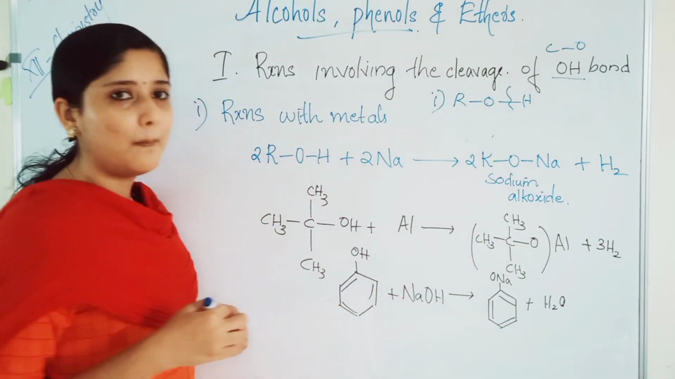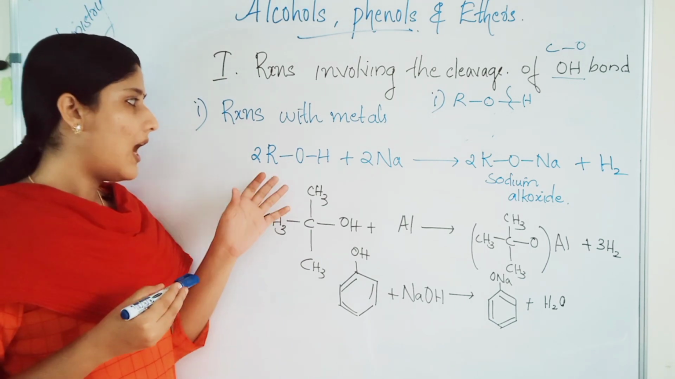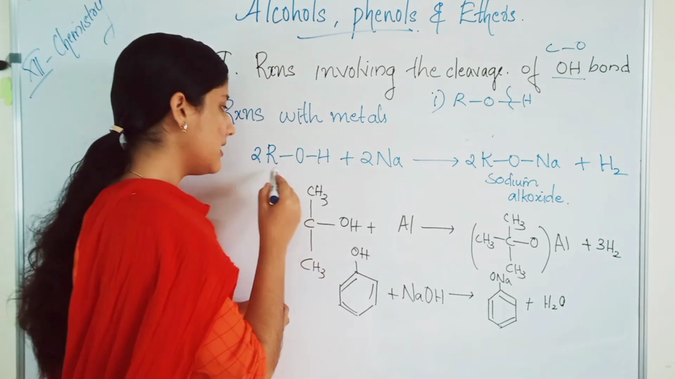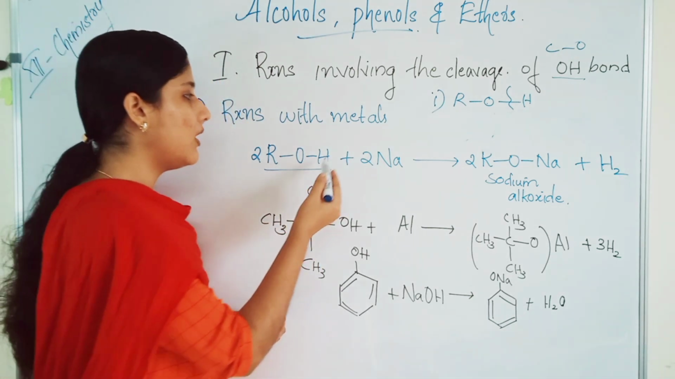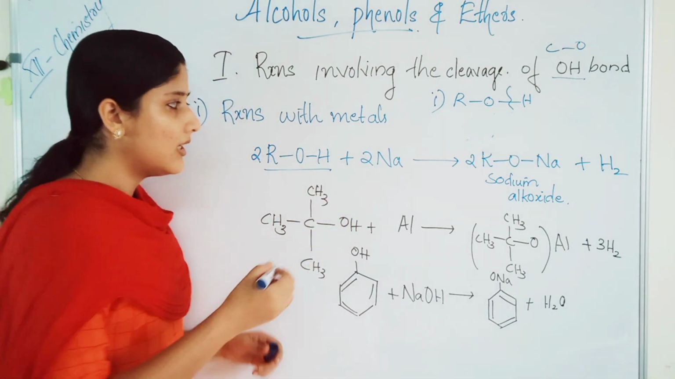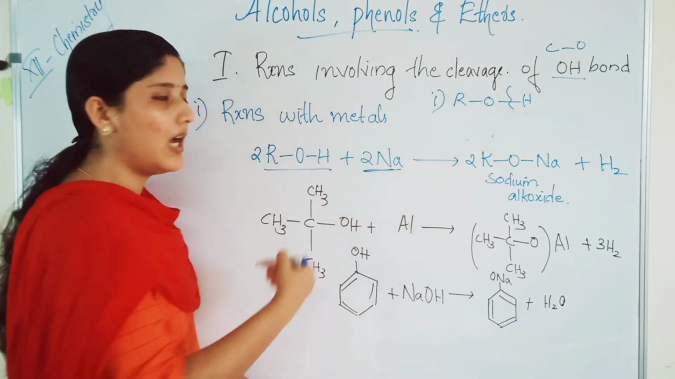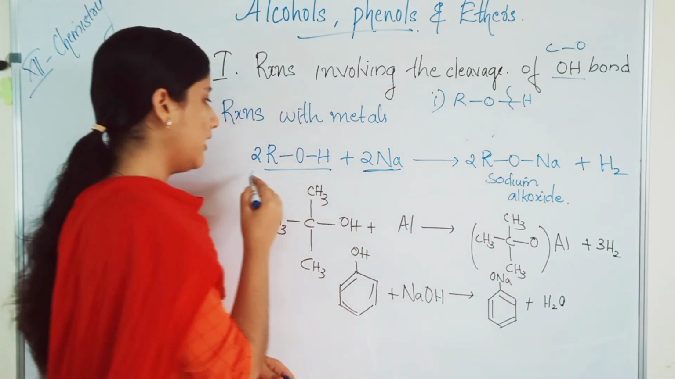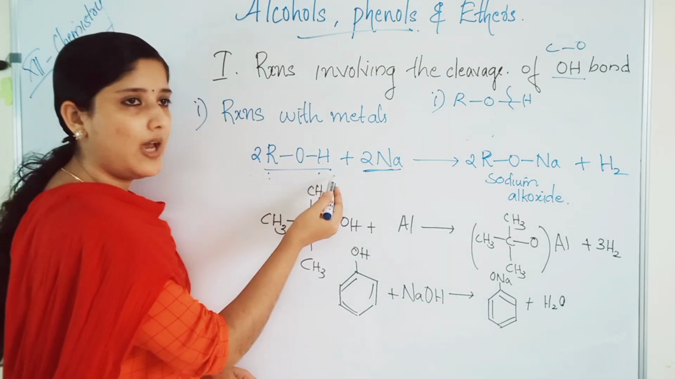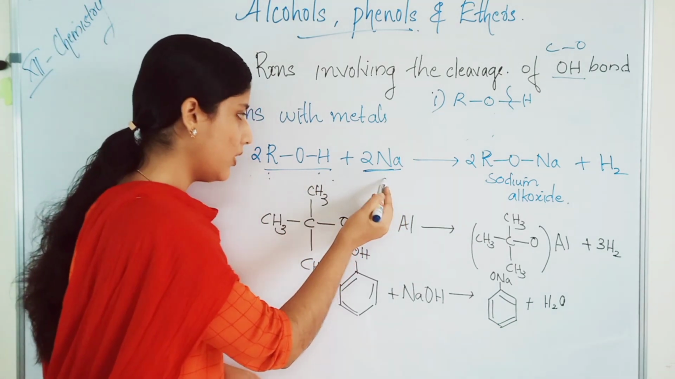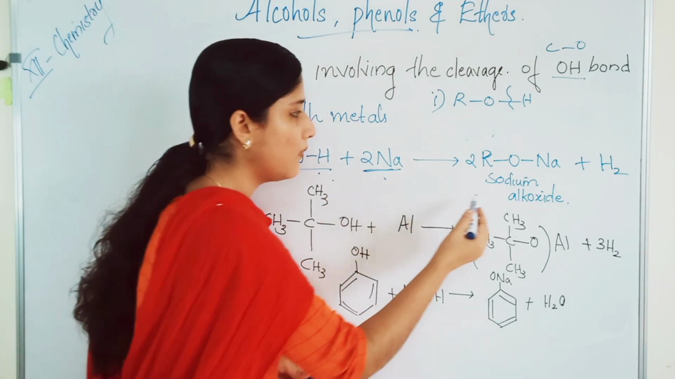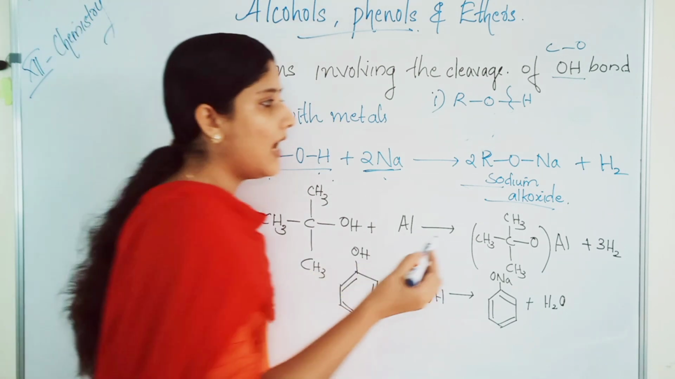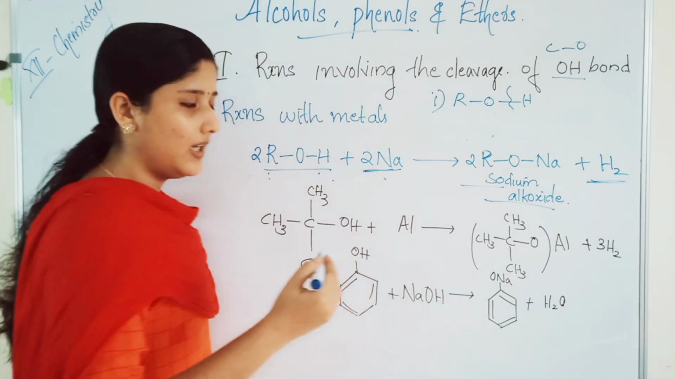First, reaction with metals. Usually alcohols will react with metals because they are acidic in nature. An alcohol can easily lose this hydrogen to sodium. Any metal can replace the hydrogen from an alcohol. Here consider an ROH, an alcohol. If you add a metal, what happens? Hydrogen will be replaced and you will get a sodium alkoxide, and hydrogen gas will be liberated.